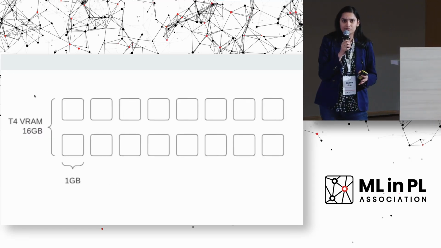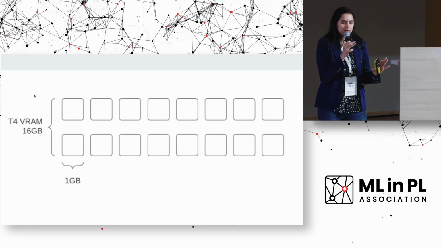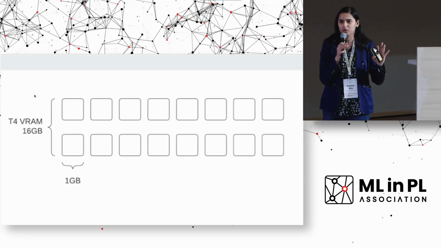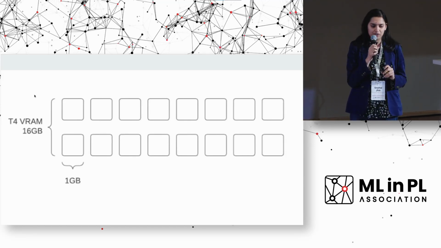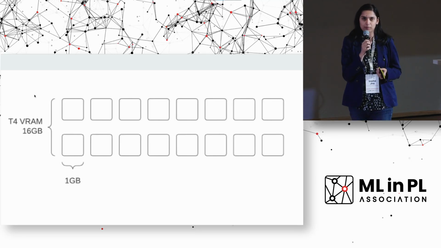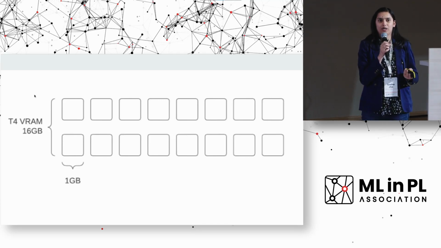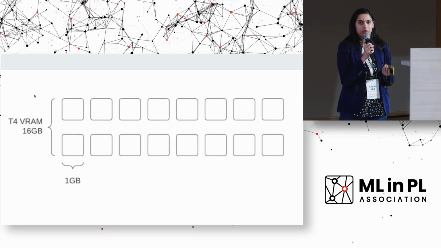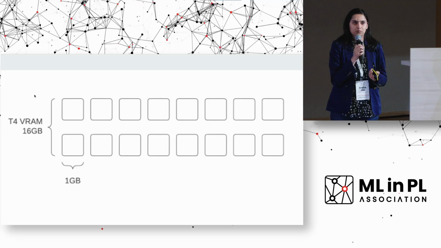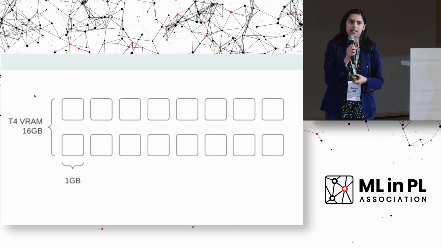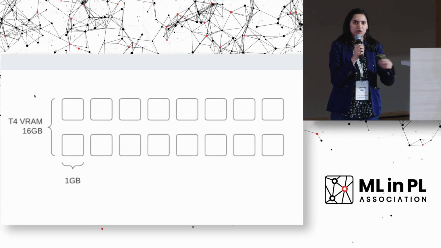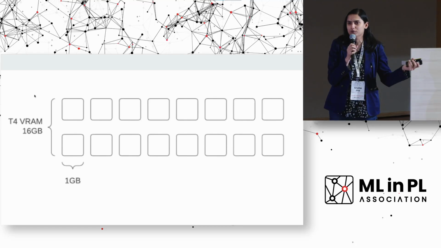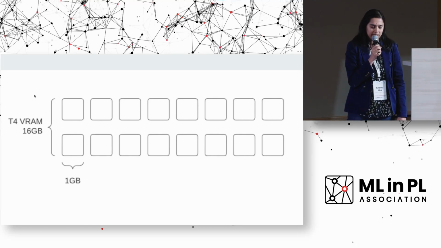So here is a very, very simplified version of what your VRAM blocks look like. Every block here is 1 gig of memory. And what you have available is 16 gigs of memory to work with, let's say, a 7 billion parameter model. That's Falcon, that's Llama, that's Mistral these days, a whole bunch of LLMs.